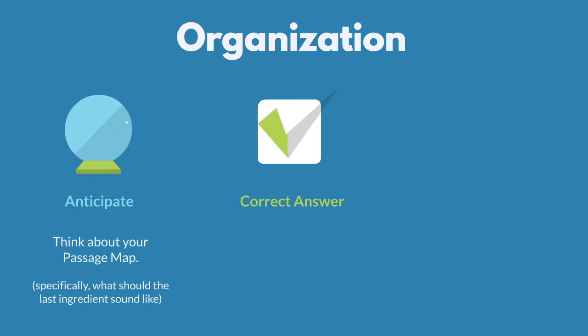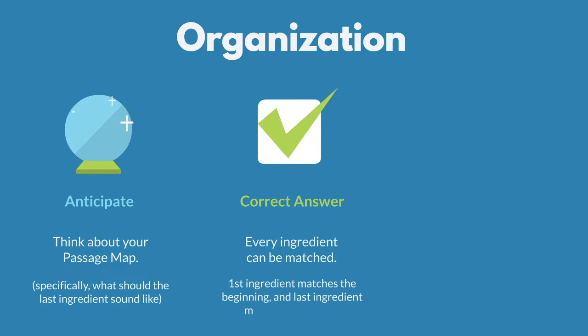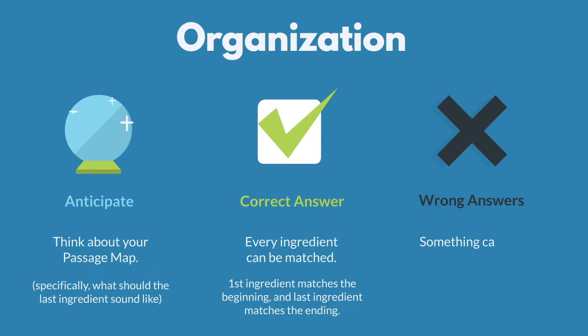The correct answer is going to lay out a list of abstract ingredients, and each one we could match up. In many cases, each ingredient represents one paragraph, but not always. When it comes to trap answers, it really just comes down to matching up abstract vocabulary. Every wrong answer is wrong because one of the ingredients or more just can't be matched up.